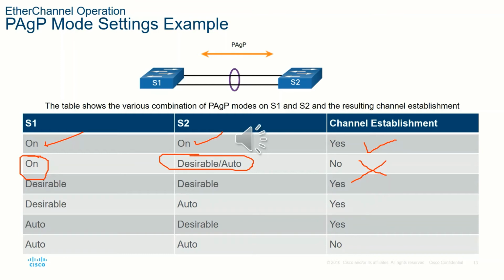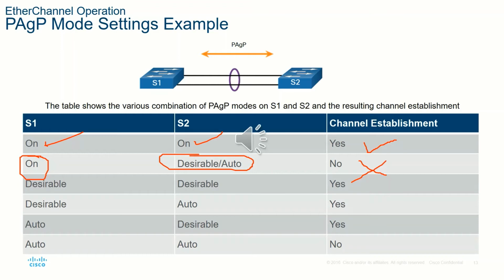When you configure the static mode and dynamic mode together, the EtherChannel will not be formed, because on mode in switch 1 means it is configured as a static mode. In switch 2 we configured desirable or auto. It is a negotiation mode, an automatic mode. So these two modes cannot be configured together to form an EtherChannel. So this combination will not form an EtherChannel.